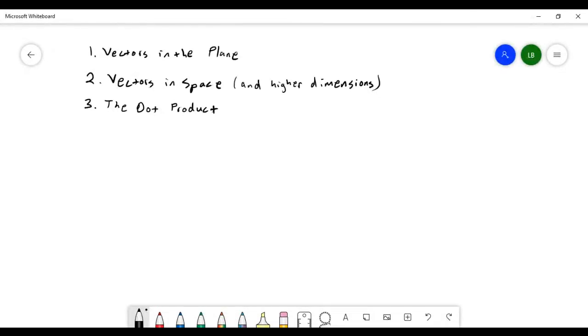In this one, we'll just kind of get started. I believe you mostly covered a lot of review things from last semester, but today we'll be talking about vectors first just in 2 dimensions in the plane, then we'll start talking about them in some higher dimensions, and we'll finish up the session with some notes about the dot product.